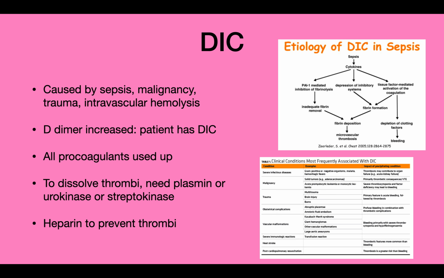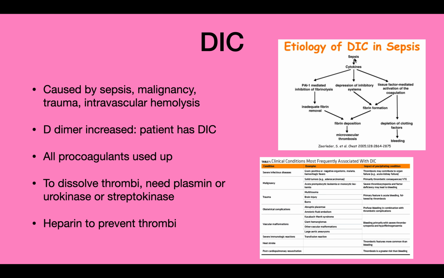Okay, DIC. This is going to be caused by sepsis, malignancy, trauma, intravascular hemolysis. So that's the big important one. You're going to be losing blood, and there's going to be a big systemic infection. So in the serum, the D dimer is going to be increased because all the procoagulants have been used up. And in order to dissolve the thrombi, you need plasmin or urokinase or streptokinase. So we give them heparin to prevent the thrombi, right?